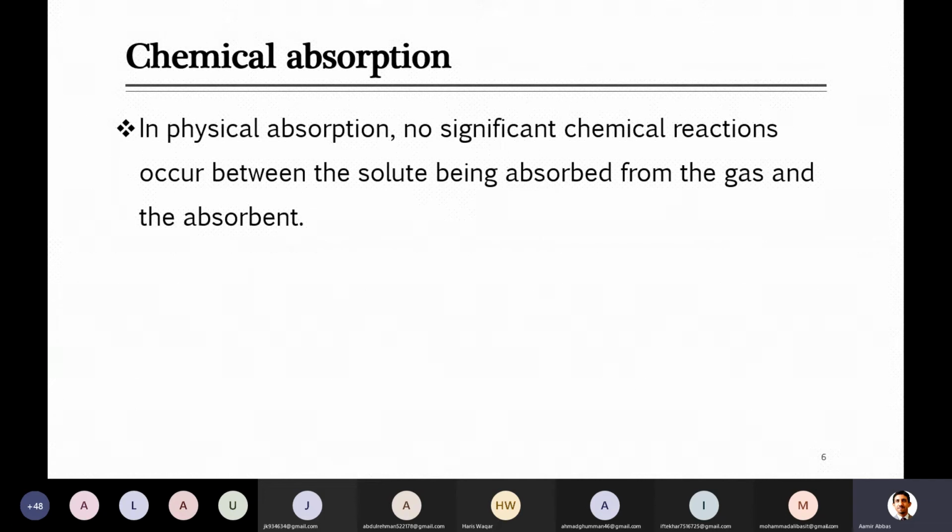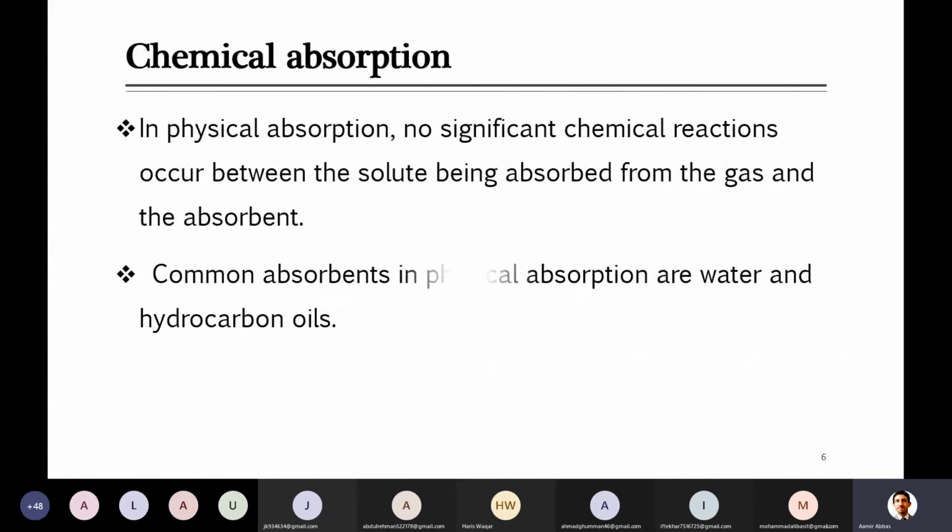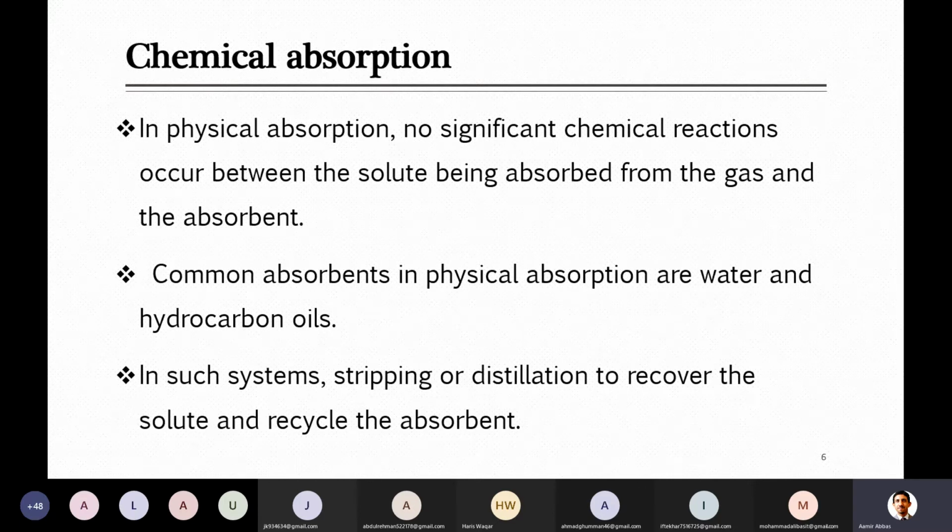So there is absorption based on weak bonding forces. We already discussed van der Waals forces, hydrogen bonding, and dipole moments; such forces help you go for physical absorption. Common absorbents which we mostly use are water and hydrocarbons. This was already studied somewhere as well.